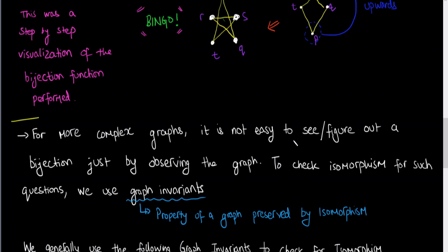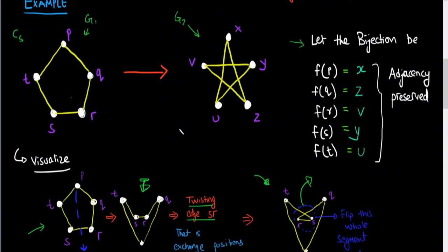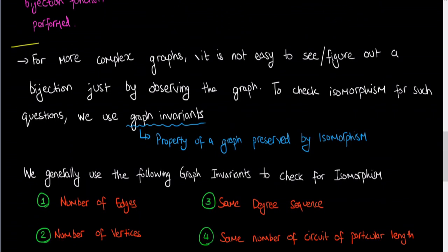It is not possible. So to check isomorphism for such questions, we use graph invariants. A graph invariant is a property of your graph that is preserved by isomorphism. Say in this example that we just saw, C5 has 5 vertices, and your isomorphic graph also has 5 vertices. That means the number of vertices haven't changed when you applied your transformations and got your isomorphic graph. So that property is called an invariant. It does not change and it is preserved when you perform your transformations. So we use graph invariants to check for isomorphism.